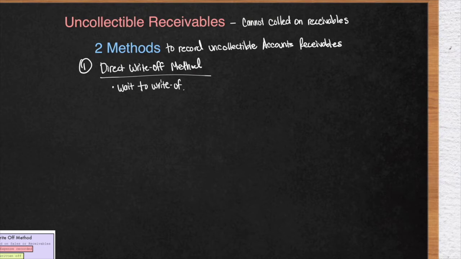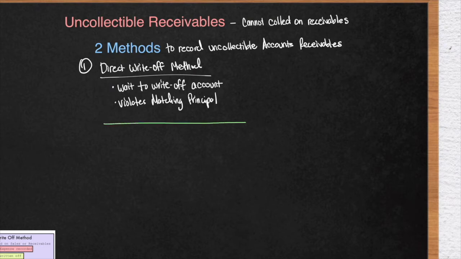Some facts about the direct write-off method. In this method, the company waits to write off an account. Whenever they think that an account is uncollectible, that's the time that they write off the account. That causes some problems because it violates an important principle in accounting called the matching principle. The matching principle matches revenues and the related expense in the same period.